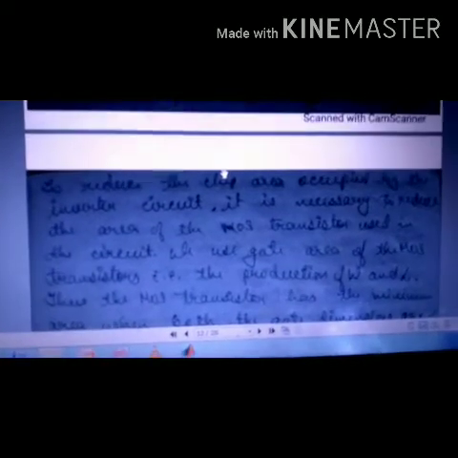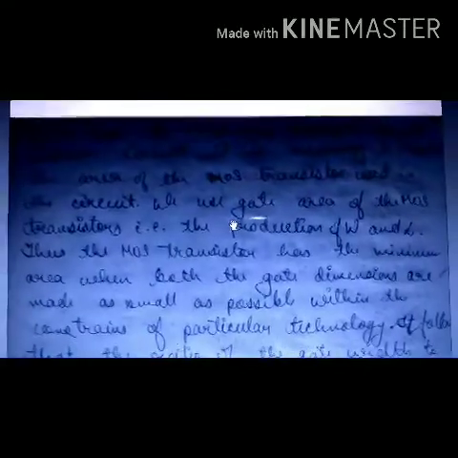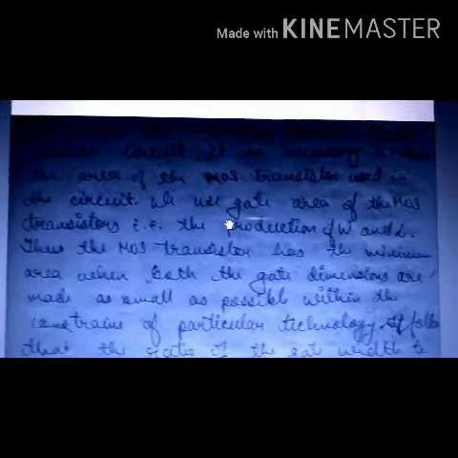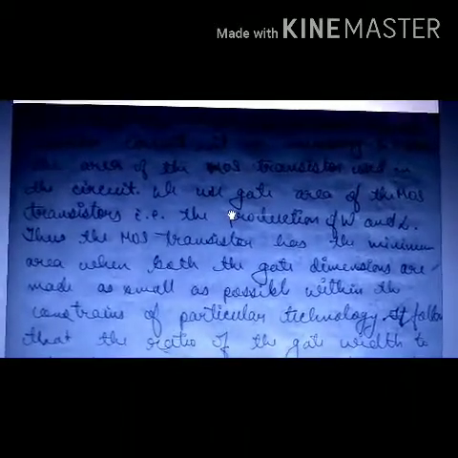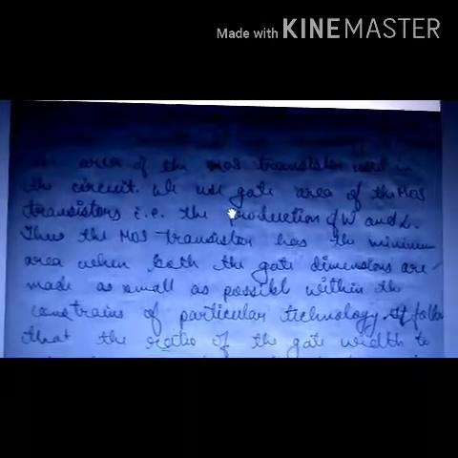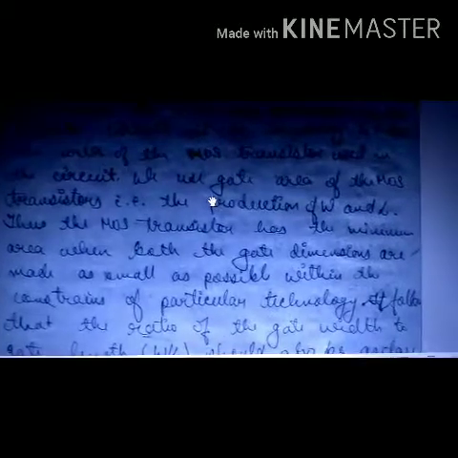I have mentioned in the starting of this video that we are looking at 22 nanometer technology. So this 22 nanometer is actually the length of the channel, and MOS transistors in the present date are specified by the length of the channel. Thus, the MOS transistor has the minimum area when both gate dimensions are made as small as possible within the constraints of a particular technology, because again small geometry effects will creep in.